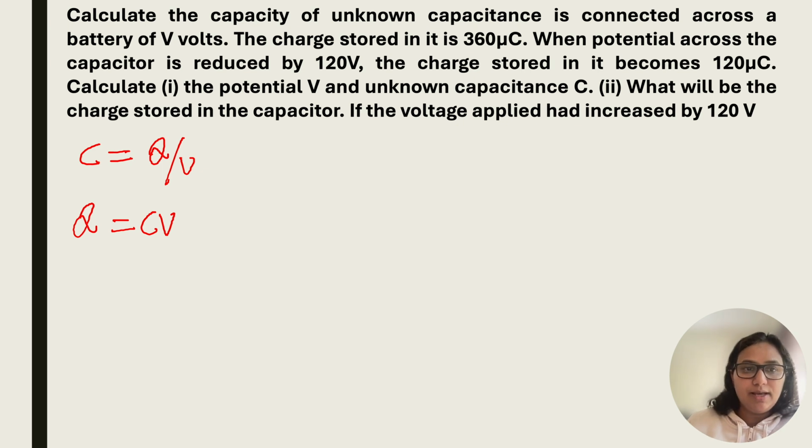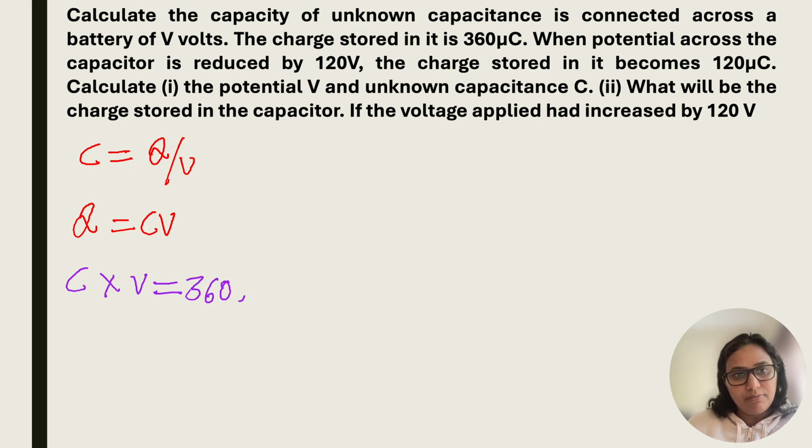Alright. As per the statement, the unknown capacitance, let us take it as C microfarad, is connected across a battery of V volt, then the charge stored is equal to 360 microcoulomb. So write it as equation number 1.